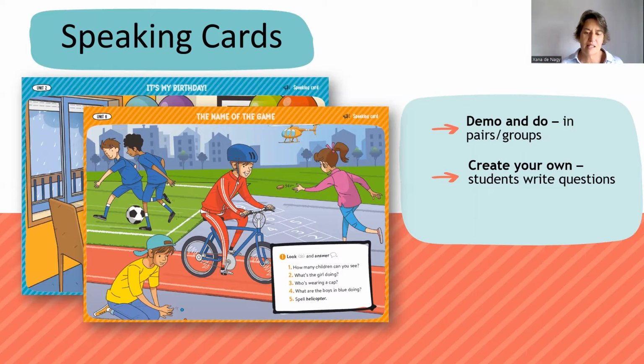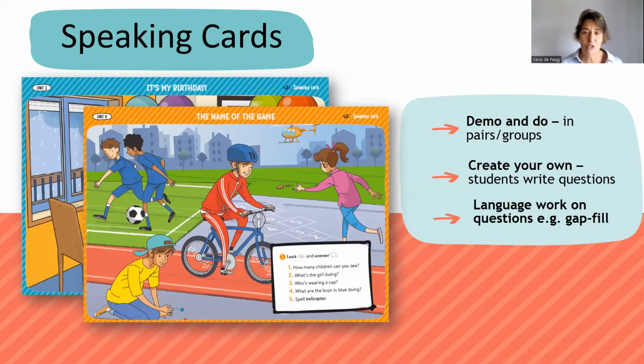So, I mean, here, if we look at this one, we've got how many children, what's the girl doing, who's wearing the cap, etc. But the children could say, all right, point to something blue. How many boys are there? How many girls? Here we've got spell helicopter, but the children could say, where's the helicopter? Show me, or whatever, right? So you could introduce some interesting language and get the children to practice making up their own questions.